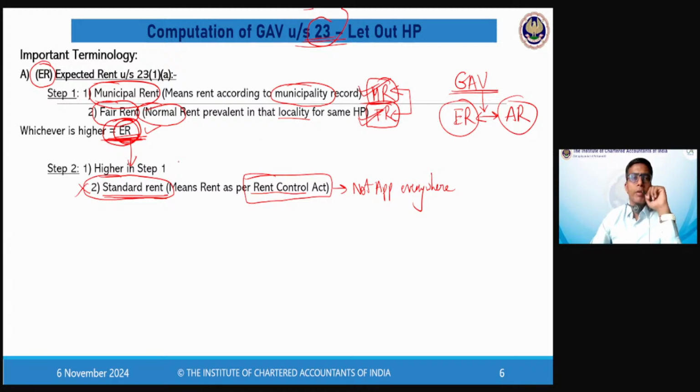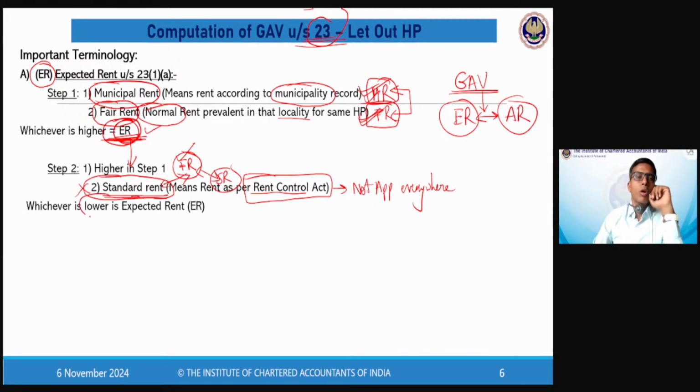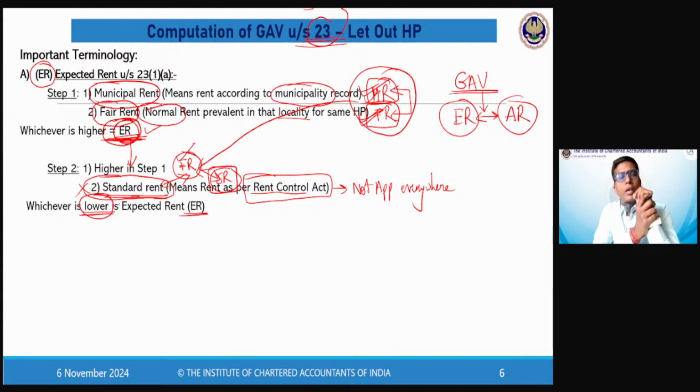Let us assume out of MR and FR, FR is higher, for example. So now here the FR figure, which is the higher of the two, is taken, and you compare it with standard rent, which I'll call SR. You compare the higher of MR and FR, which in my example is FR, with standard rent. And now your answer is finally ER is the lower of these two rents. So first take whichever is higher out of the two. That figure is compared with standard rent, whichever is lower. This is the final answer of expected rent.